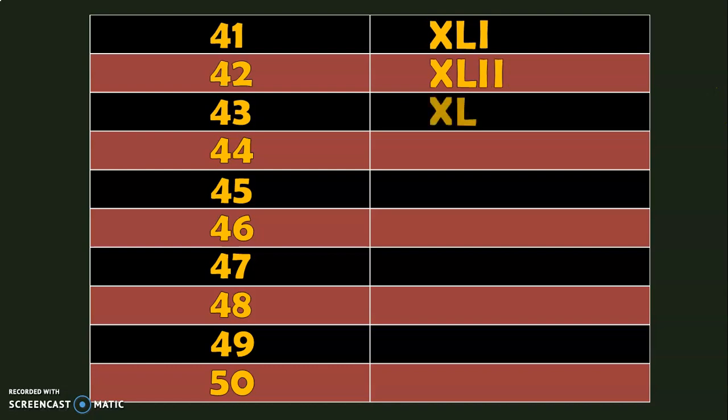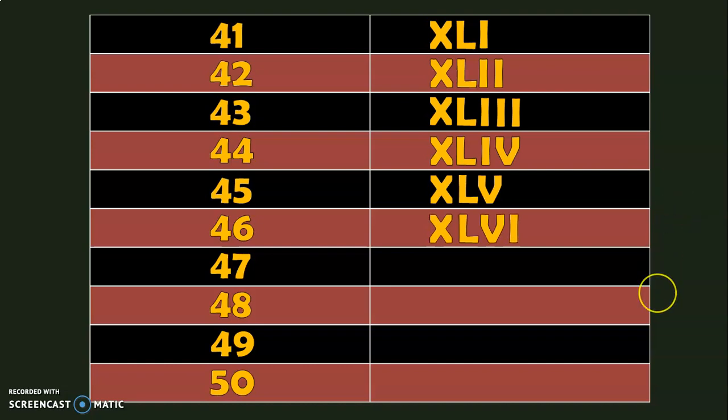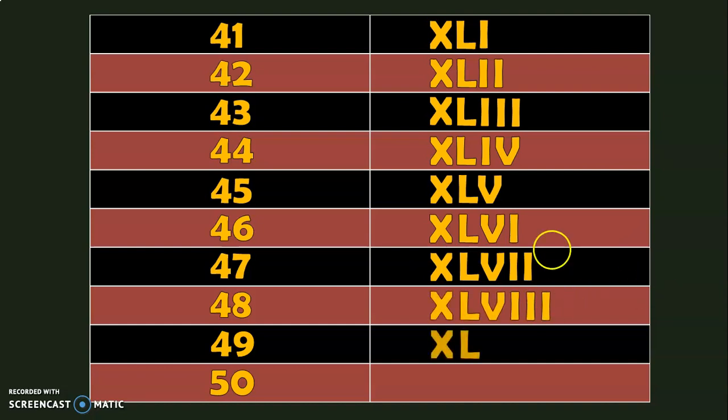43 is 40 plus 3. 44 is 40 plus 4. 45 is 40 plus 5. 46 is 40 plus 6. 47 is 40 plus 7. 48 is 40 plus 8. And 49 is 40 plus 9. We know that the Roman numeral for 50 is L.